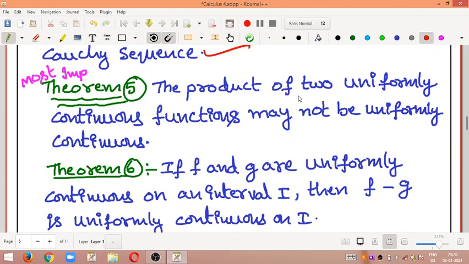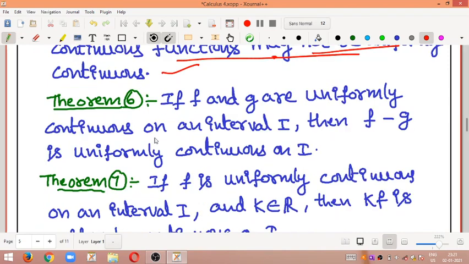Next important theorem, fifth theorem: the product of two uniformly continuous functions may not be uniformly continuous. Very important. Next, sixth theorem.